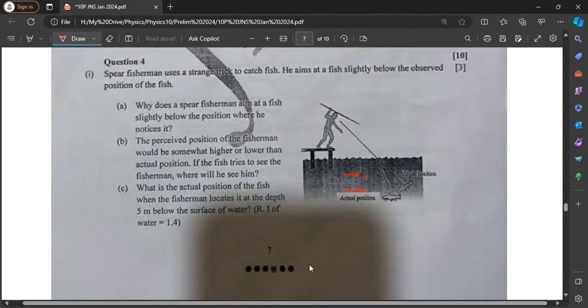Okay, if the fish tries to see the fisherman, where will he see him? If the observer is in a denser medium and the object is in a rarer medium, then the object appears taller. Then what is the actual position of the fish when the fisherman sees it at a depth of 5 meters? So 1.4 is real depth upon apparent depth of 5 meters. So 1.4 into 5, that will be 7 meters.